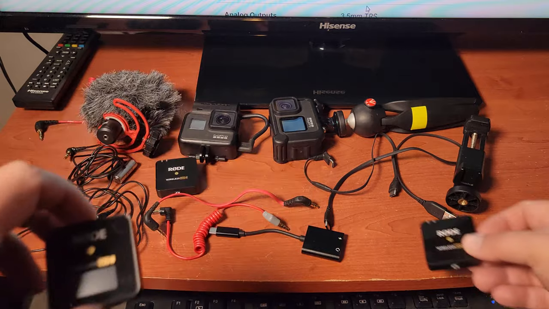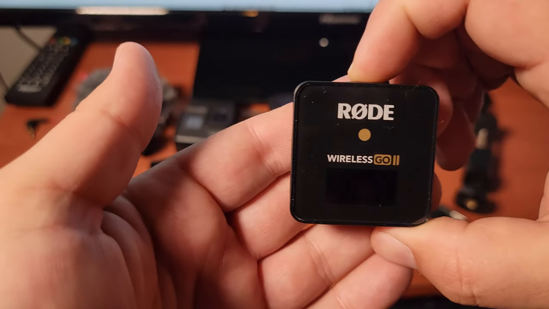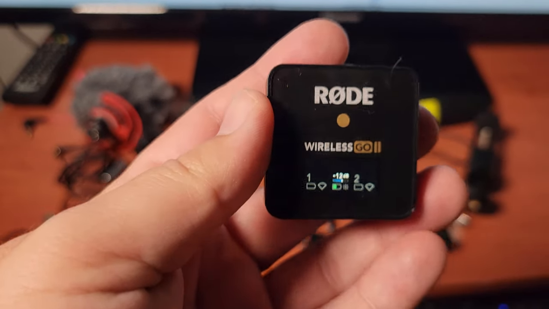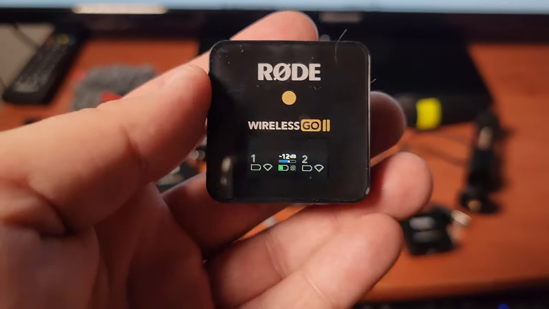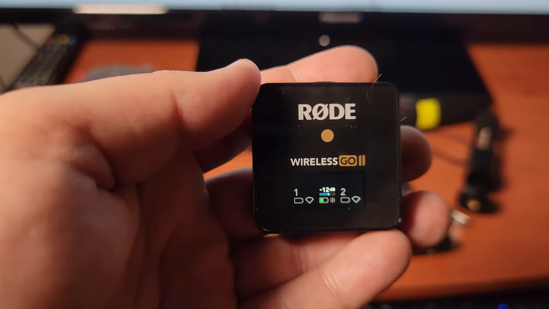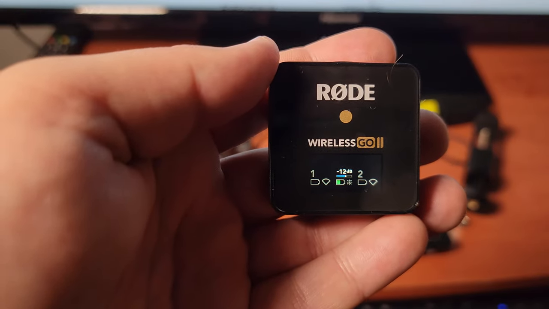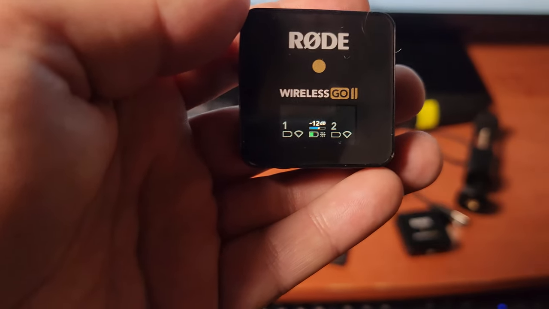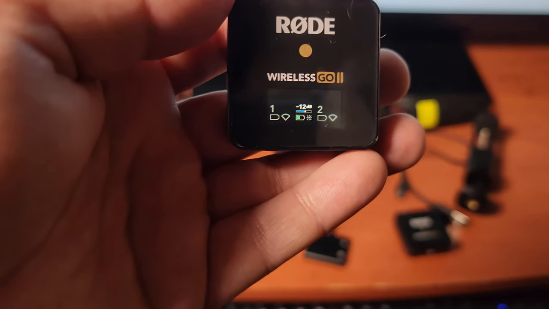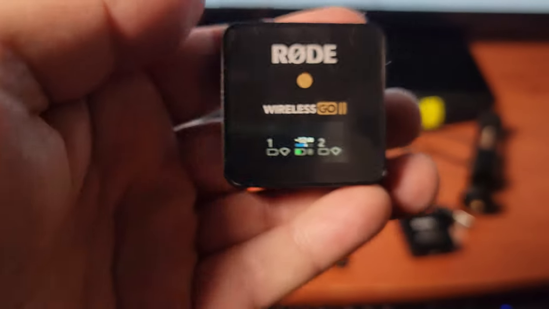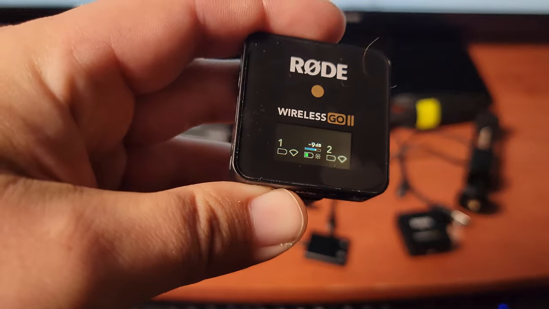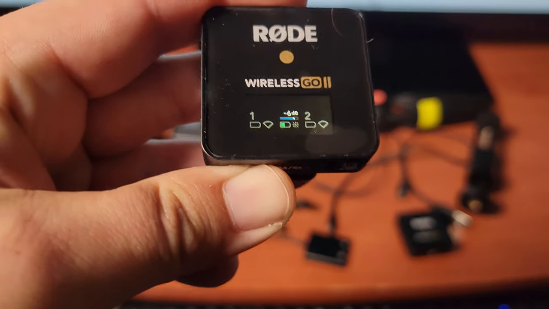So this here is the brains of the operation. This is what would go to your camera here. In terms of mic-wise, they're omnidirectional, obviously. They go from minus 22 dBV for decibels all the way up to 20. And so you can alternate. Right now it's at minus 12, if you can see right there. And you can cycle through your decibel levels on the bottom left.